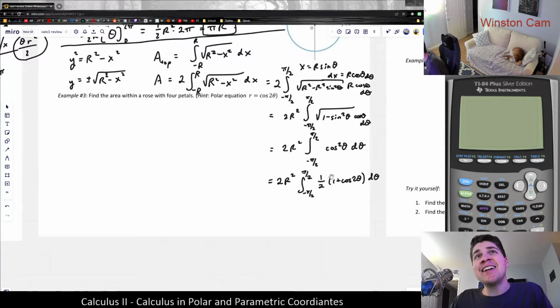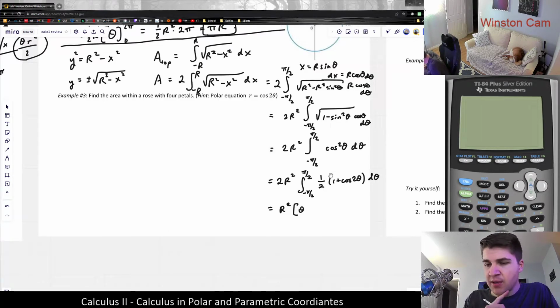Anyways, integrating, we're almost done. Of course, we could cancel the 1/2 with the 2. And the integral of 1 is, of course, theta. And the integral of cosine 2 theta is sine 2 theta over 2, of course.